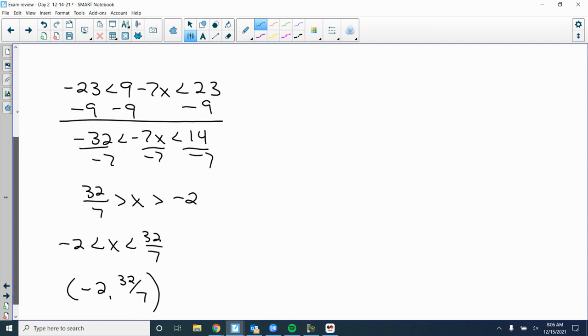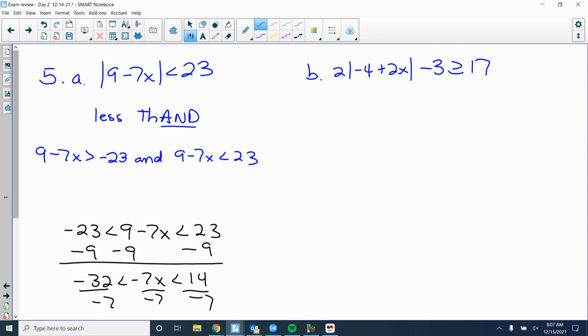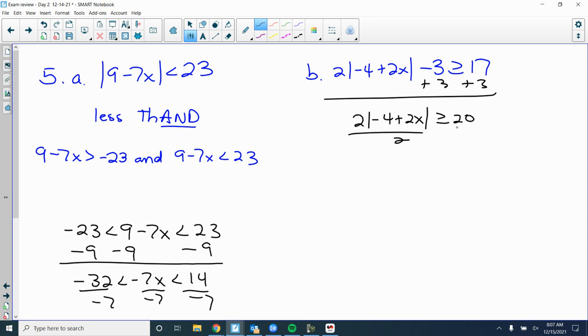Okay. Over on the other side for B, before you split it, you've got to get the absolute value by itself. So don't split it and use the -17 and -17. So add 3 to -4 plus 2x greater than or equal to 20. Divide by 2, -4 plus 2x greater than or equal to 10. All right, greater. That's an OR. It's an OR problem.